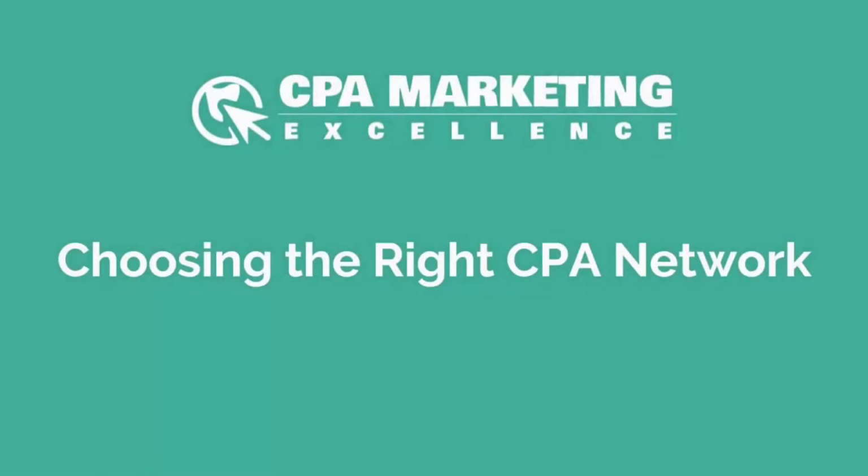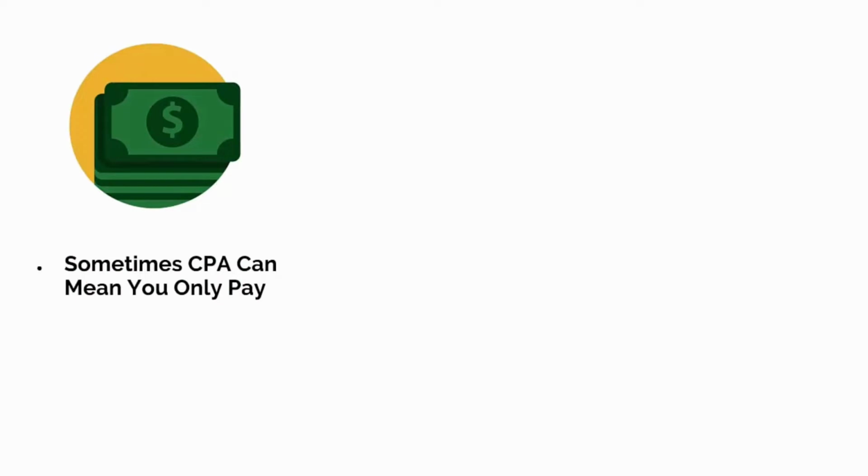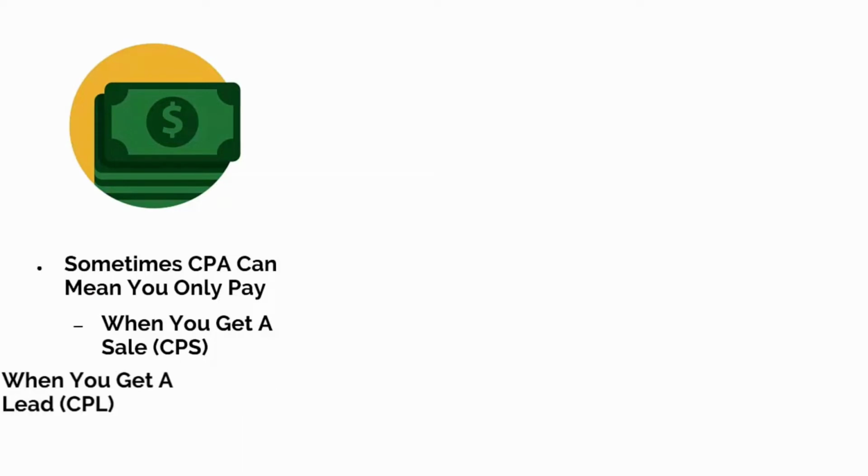When it comes to CPA marketing, there are a few different options to consider in terms of the precise business model you want to follow and the specific platform you want to use. As we've already seen, sometimes CPA can mean you literally only pay when you get a sale, called CPS, or when you gain a lead, CPL.